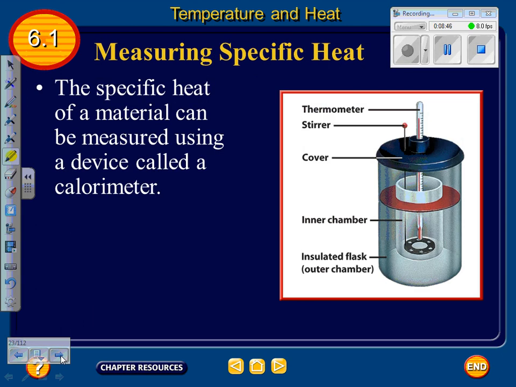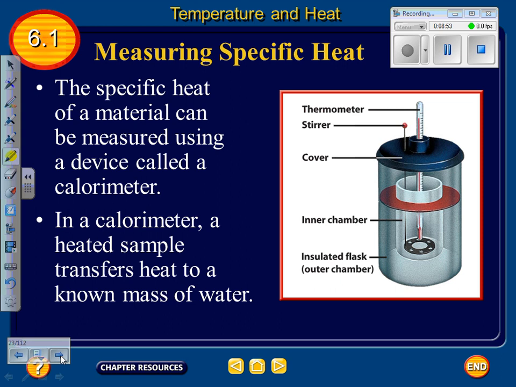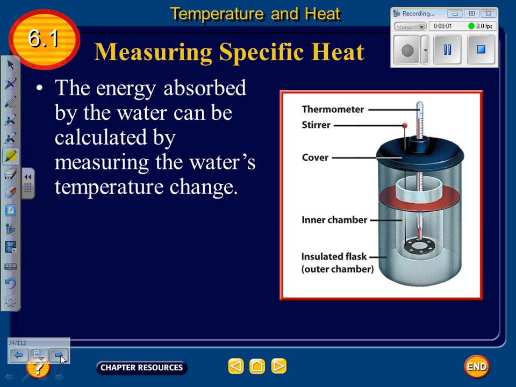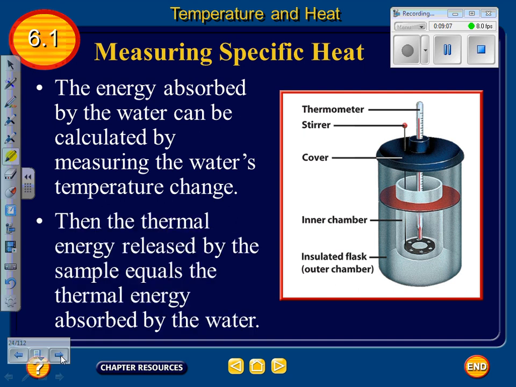Specific heat of a material can be measured using a device called a calorimeter. In a calorimeter, a heated sample transfers heat to a known mass of water. The energy absorbed by the water can be calculated by measuring the water's temperature change. The thermal energy released by the sample equals the thermal energy absorbed by the water.